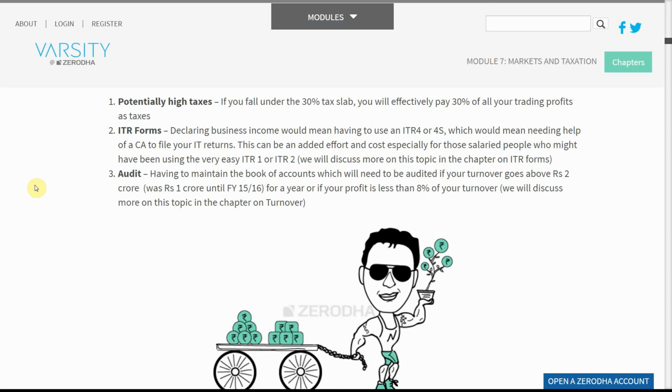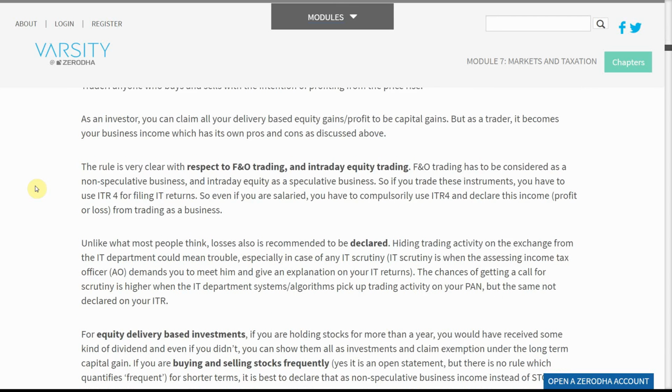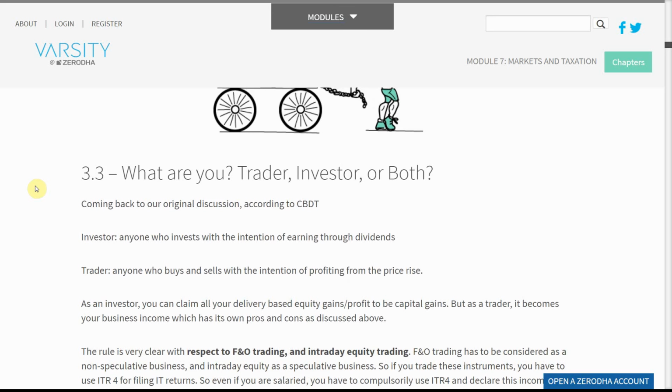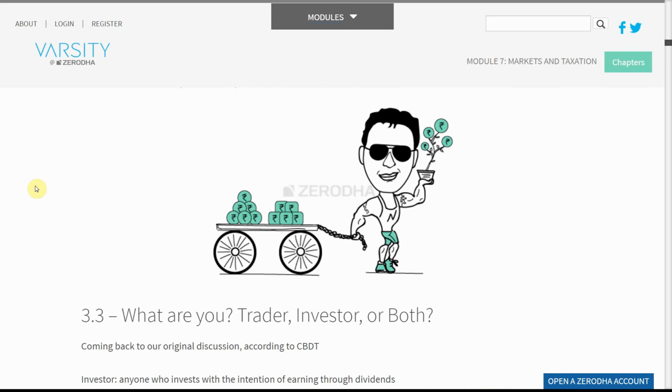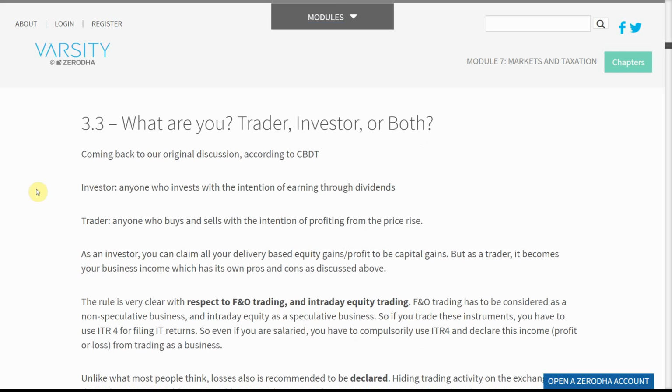We will discuss more on this topic in the chapter on turnover. 3.3 What are you? Trader, investor, or both? Coming back to our original discussion. According to CBDT, an investor is anyone who invests with the intention of earning through dividends. A trader is anyone who buys and sells with the intention of profiting from the price rise.